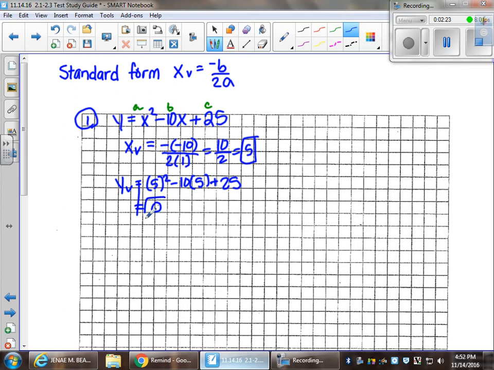I got 0. 5 squared is 25, minus 10 times 5 is minus 50. So 25 minus 50 is negative 25, plus 25 is 0. So the vertex is 5, 0.